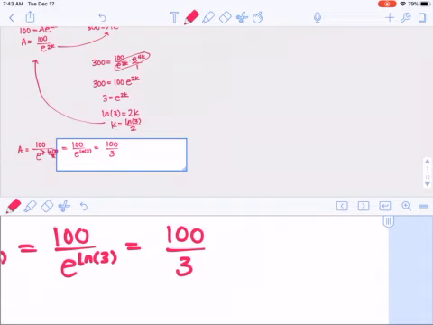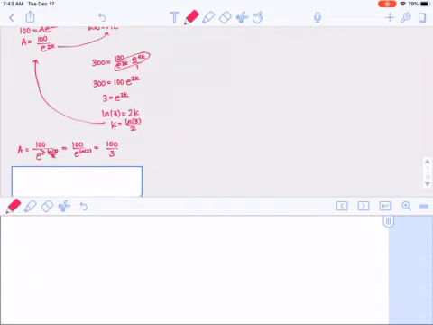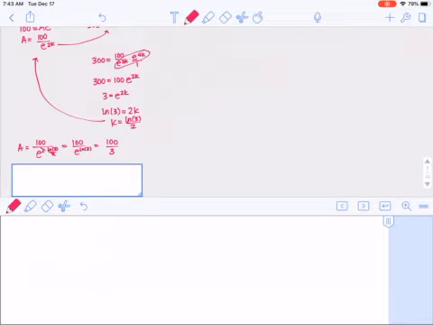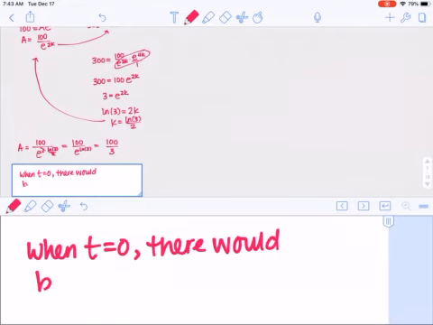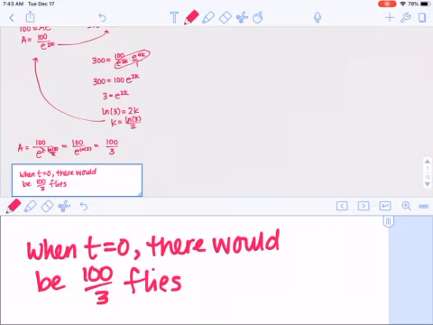Okay. So the initial population is the definition of a, right? That is the initial or starting amount. And so when t equals 0, there would be 100 over 3 flies, which I don't know about you, but kind of trips me out a little bit. I think then they would probably ask you to round to the nearest fly. Okay, so about 33 flies.